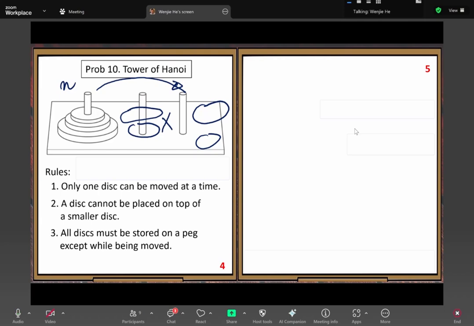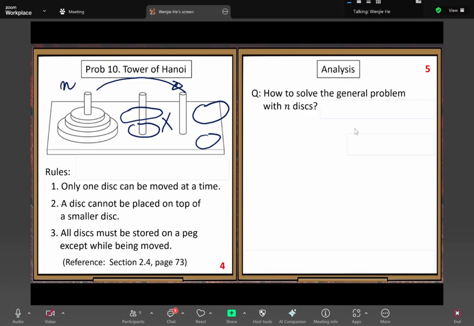Then we use our recursive thinking to solve this problem. Let's look at the solution and do the analysis. Now, to solve this problem, I want to review our problem-solving strategy, some strategy we used before.